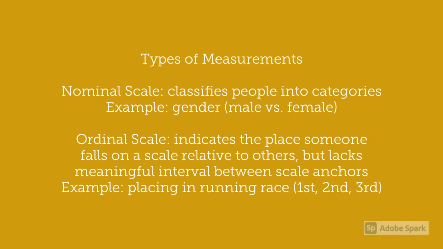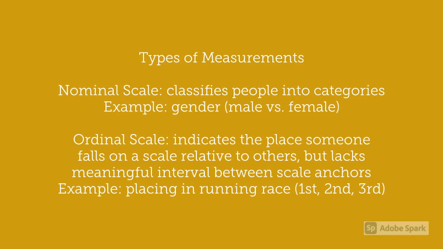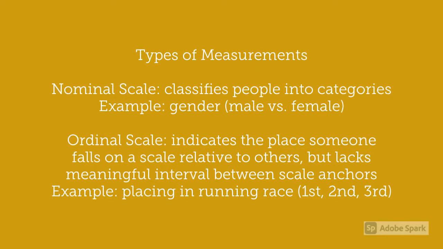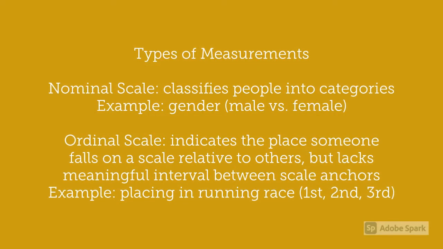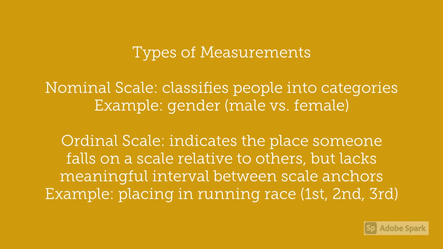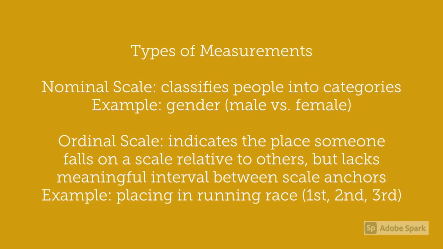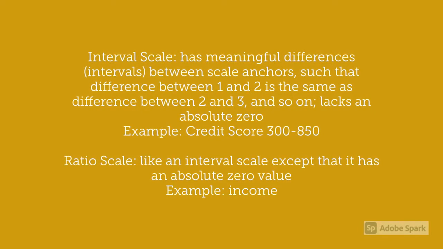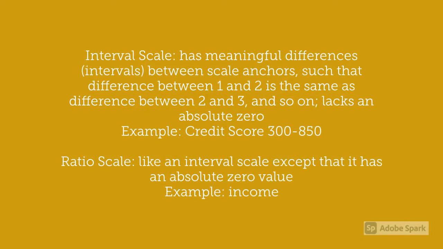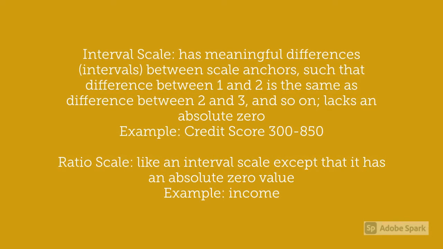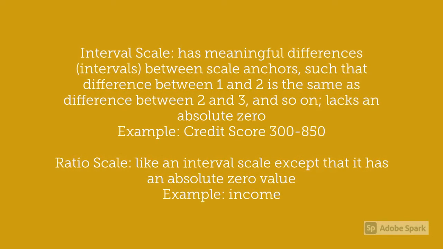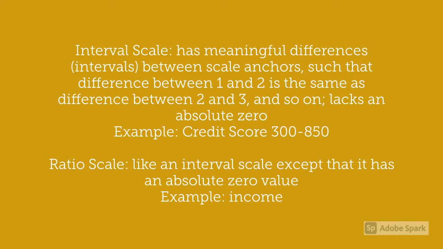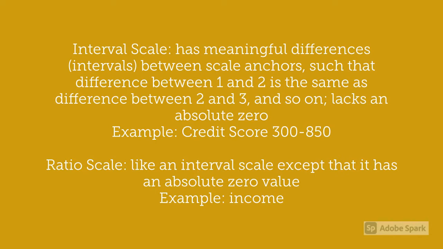Types of measurements: nominal scale classifies people into categories, male versus female. Ordinal scale indicates the place someone falls on a scale relative to others, first or second, third, or fourth place. Interval scale has meaningful differences between scales, like your credit score, 300 to 850. Ratio scale, like an interval scale, except it has an absolute zero, like your income.